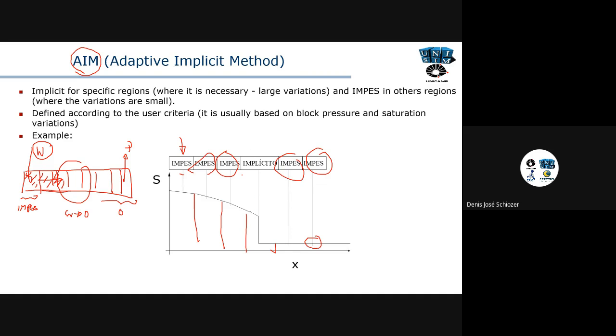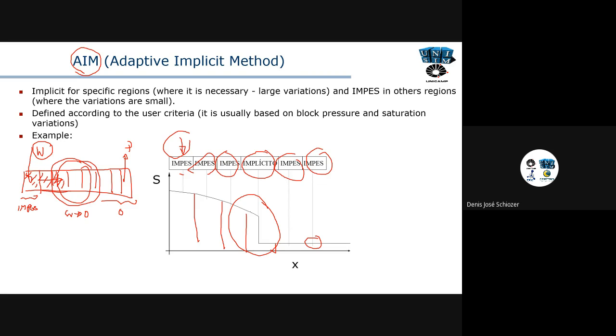But in the middle of the reservoir, or in the region where the water is displacing oil, we are going to have pressure changes and also saturation changes. So in this region here, we are going to use implicit methods. The simulation calculates automatically, based on the changes in the last time step, where the saturation is changing too much and where it is not changing too much, and uses the explicit formulation where we don't have saturation changes, and the implicit method where we have saturation changes.